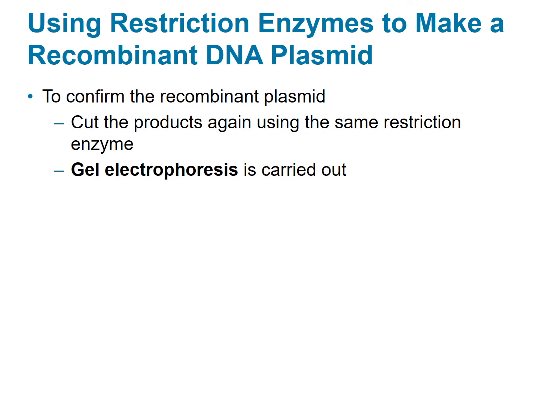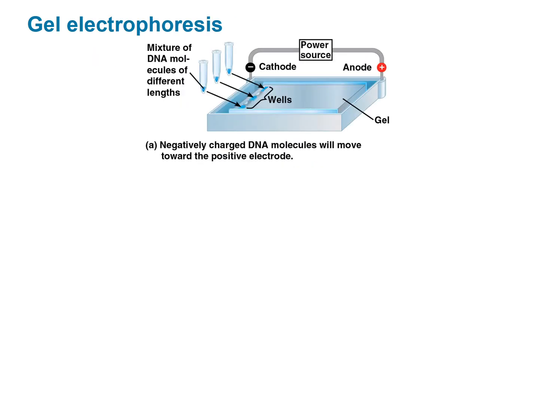So if you extract the recombinant plasmid out of your bacteria that you have replicated, you cut the products again using the same restriction enzyme. As previously shown on the previous slide, you can see that you can remove that gene of interest again. So you cut the fragments again, and then you detect them with a process called gel electrophoresis. So we'll talk about that process.